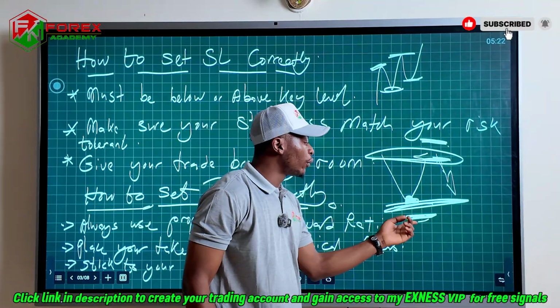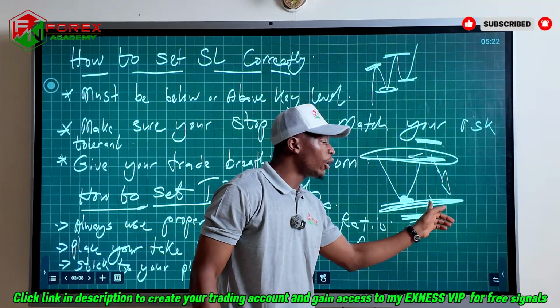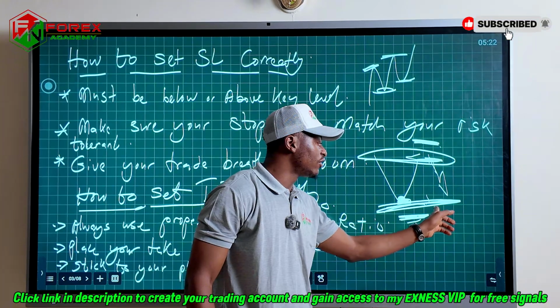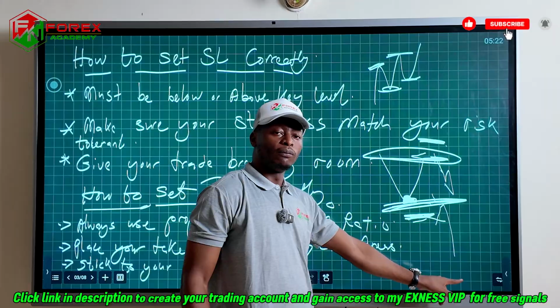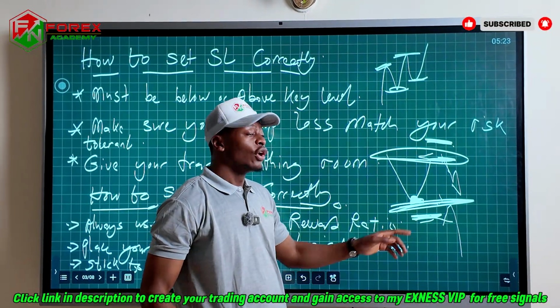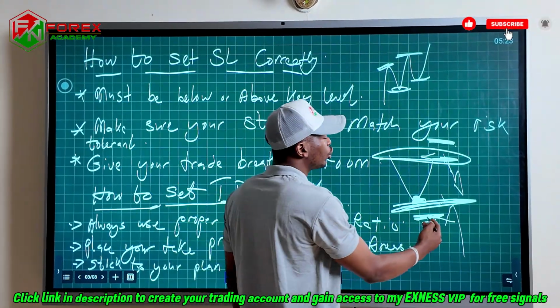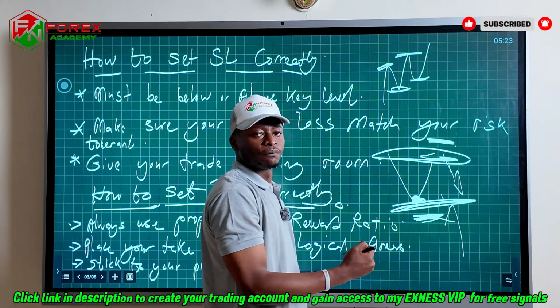It has to be below your support level, because if the support level breaks, support becomes resistance. And when support becomes resistance, the market is only going to continue going down. So if you do not have a stop loss here, you might end up blowing your account. But if you had a stop loss, you must have defined how much you want to risk, right?